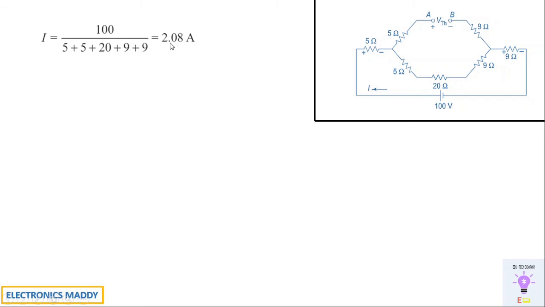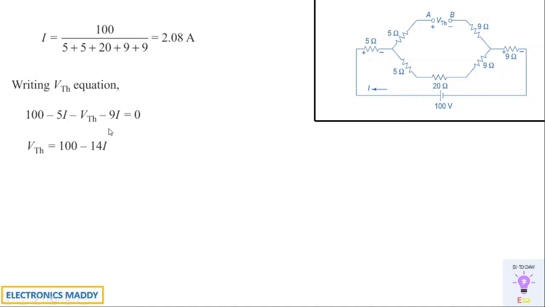So why do we need the value of I? Because we need to find the value of VTH. How do we find the value of VTH from I? Just look at this. I'll be writing the VTH equation with respect to this particular portion. Considering this direction, 100 minus 5 times I, it is leaving at minus 5. Again, with respect to VTH, that is minus VTH. Again, with respect to 9 ohm, it is minus 9 times I. So in this way, VTH is equal to 100 minus 14 times I. I'll be adding these two and you'll be getting this one.